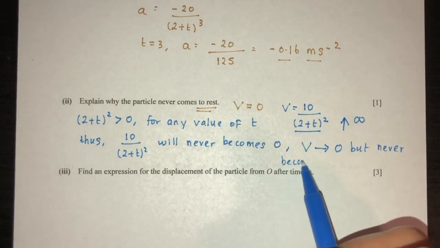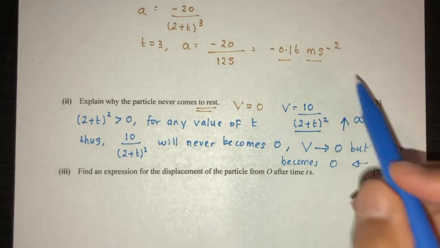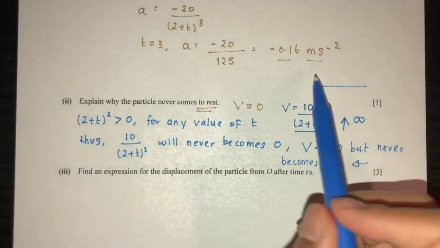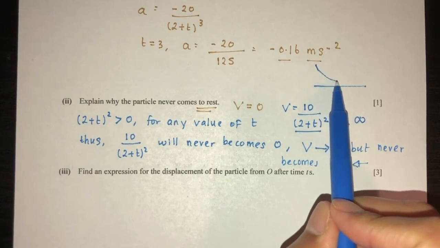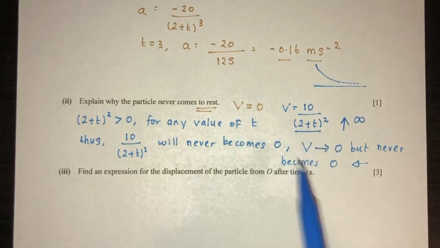Never becomes 0. Okay, because the horizontal axis is the asymptote for this kind of curve. The graph will always look something like this. It will always approach the value of 0, but it will never be 0, because it's just not possible according to the equation.